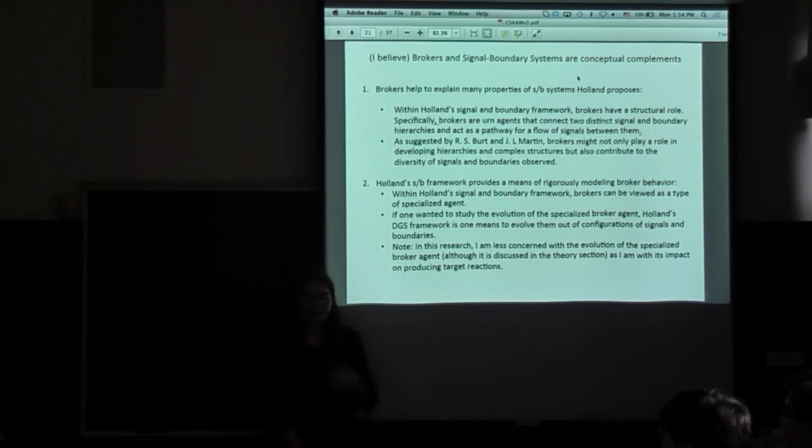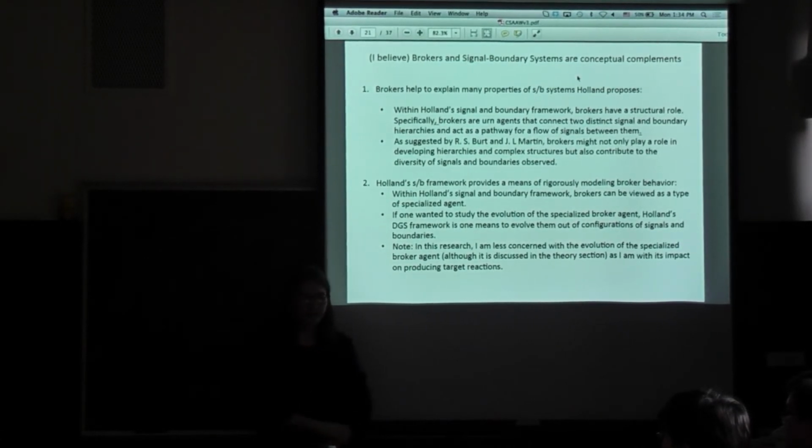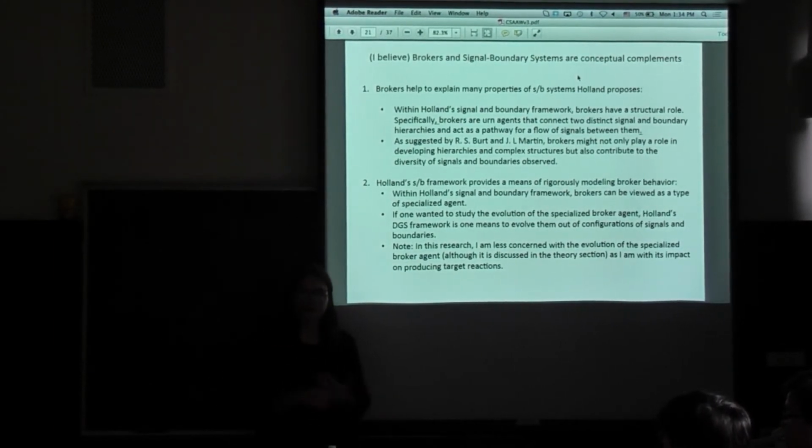I believe, and this is for myself, that brokers and signals and boundaries (SMB) systems are conceptual complements. Brokers help to explain many properties of SMB systems Holland proposes, and Holland's SMB framework provides a means of rigorously modeling broker behavior, which is different from what social scientists have. It's a more rigorous means of seeing the direct influence of putting a broker between two hierarchies on the flow of signals.